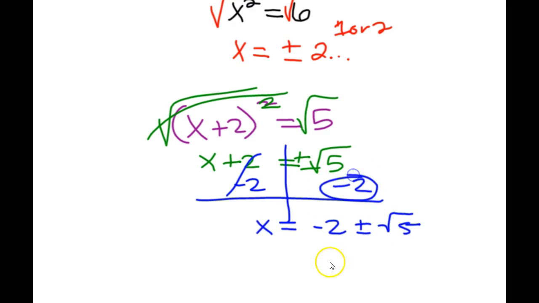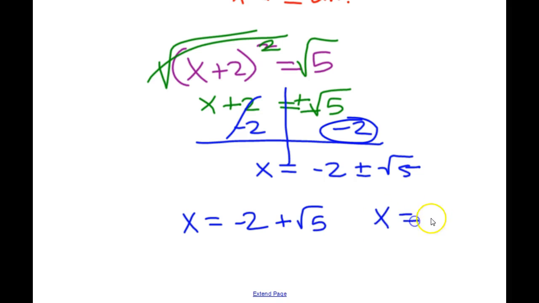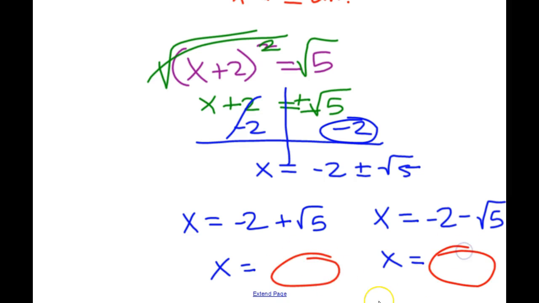Always write the number first. So in my calculator, I would have 2 answers. X equals negative 2 plus the square root of 5, or x equals negative 2 minus the square root of 5. You would plug both of those in, and we would get our 2 answers. I have no idea what that is. You would need to do that for yourself.